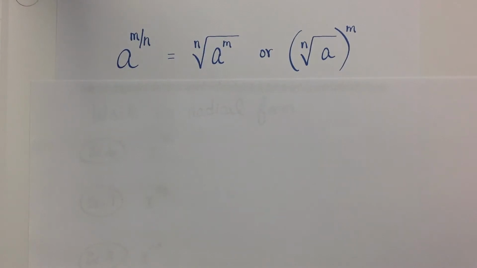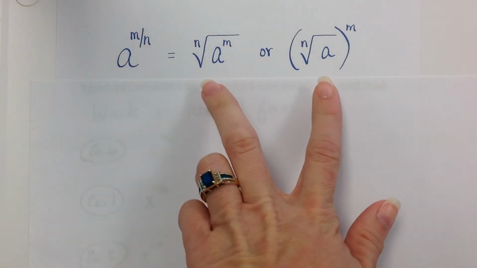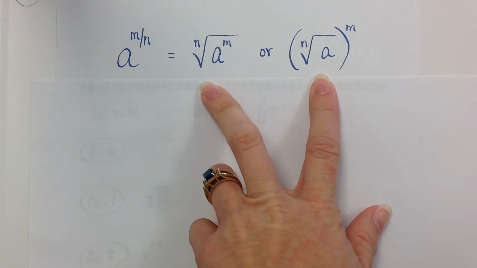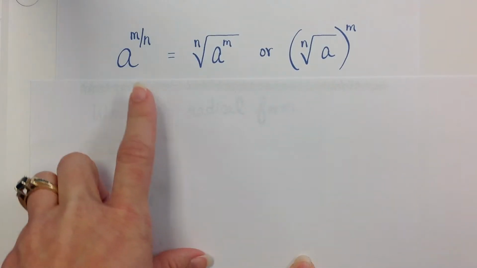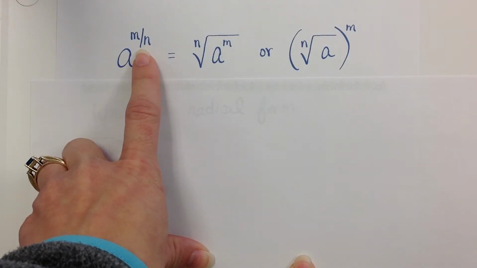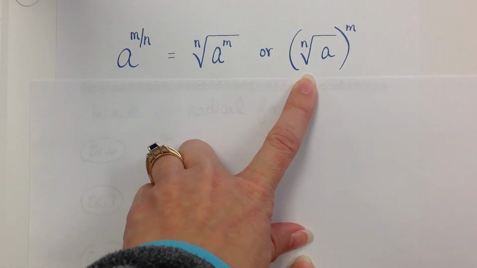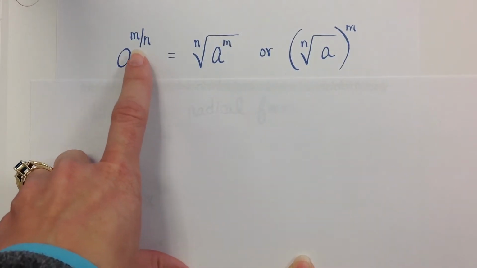Right, now we're going to work with changing between what's referred to as exponential form and radical form. This would be considered your exponential form. These two are both considered radical form. Anytime that your exponent is a fraction, then it can be changed into one of these two forms, which is the radical form.